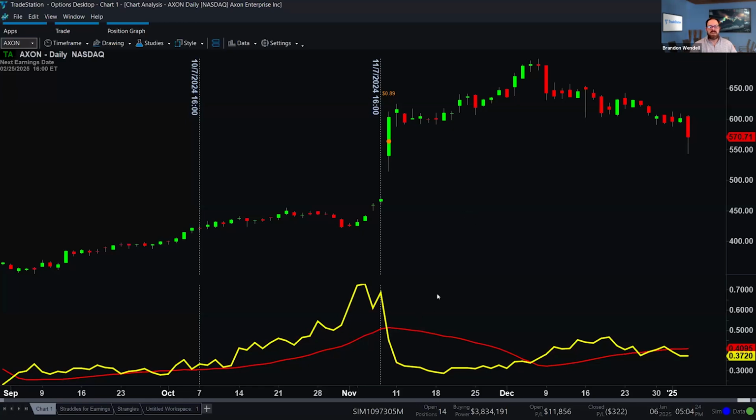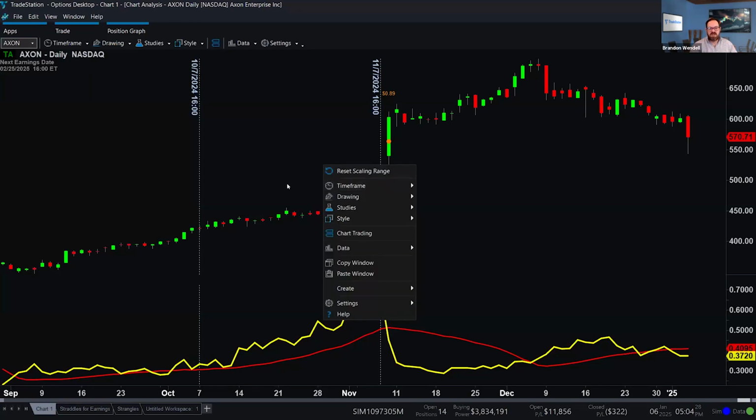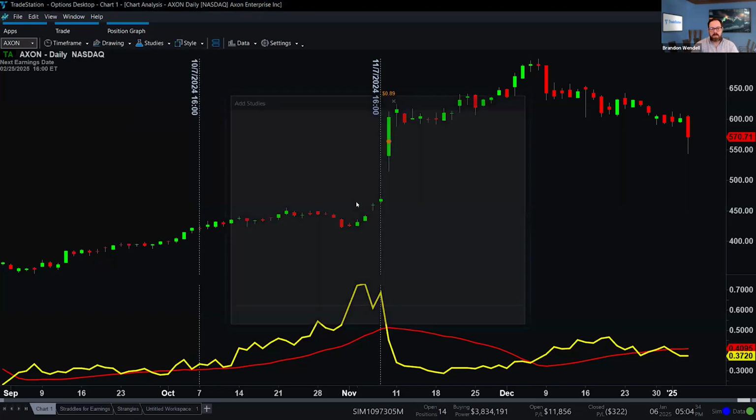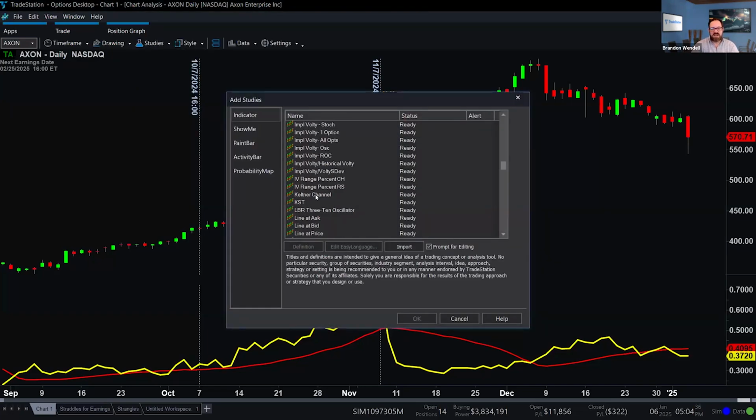No, this volatility indicator is actually part of TradeStation. It is the indicator. And if there's any questions, go ahead and ask them now because we're going to wrap this up. But when you go into studies, add study, it is a built-in indicator right here, implied volatility, all options right there. That's the one I'm using.